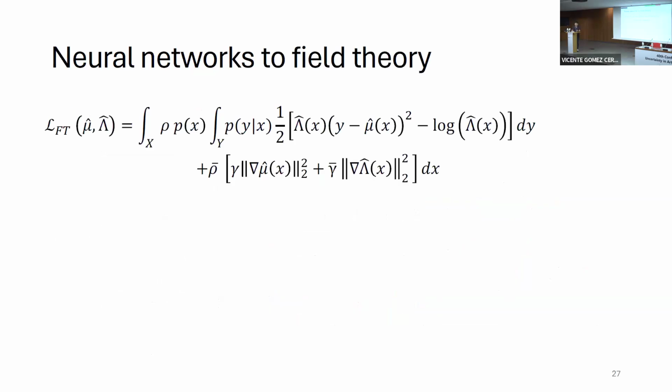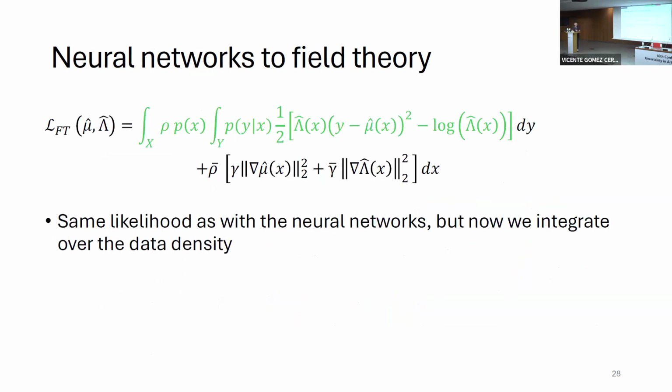So how did we move from neural networks to field theory? This is our complete field theory. It's a bit of a mess if you just look at it, but it's really not so intimidating. It's the same likelihood as we had with the neural networks for the MLE plus the regularization. But instead of a sum over data points, we're now going to be integrating over the data density. And we're treating Y as a stochastic process.